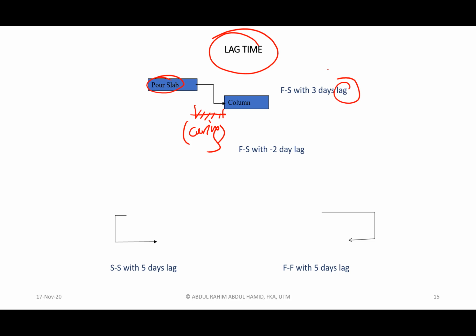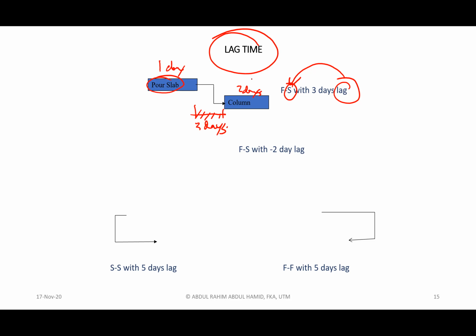What is lag? Lag is similar to delay. We delay a little bit. What is the delay being referred to? We delay the start of the following activity. Let's assume the lag is 3 days. Let's assume the pouring of a slab normally takes 1 day only, and then the column erection will take around maybe 2 days.